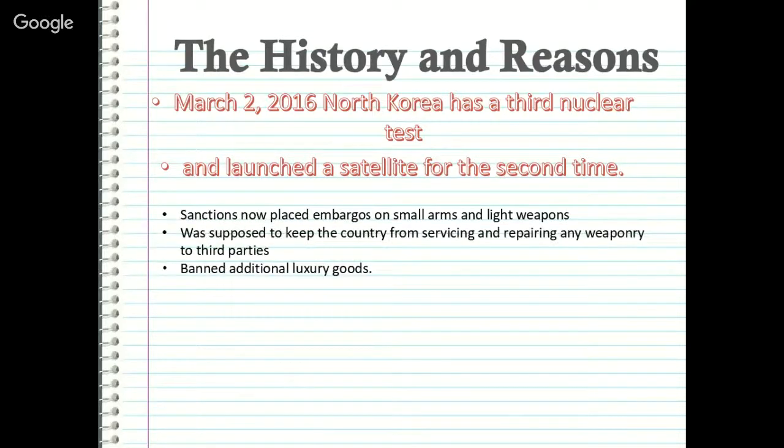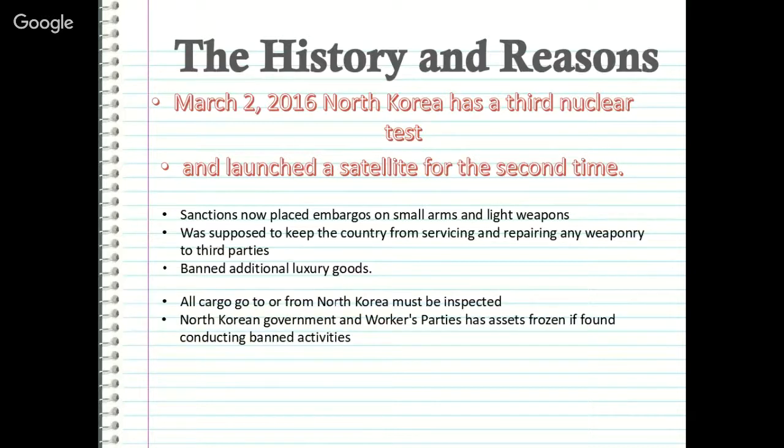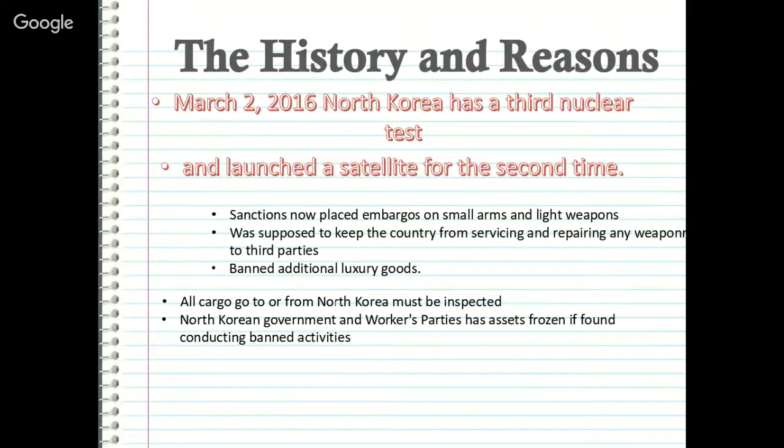All right, sanctions now placed embargoes on small arms and light weapons. The resolution aimed to cease further progress on North Korea's nuclear missile programs by keeping any states from specialized teachings or trainings of its nationals, which could further North Korea's proliferation.